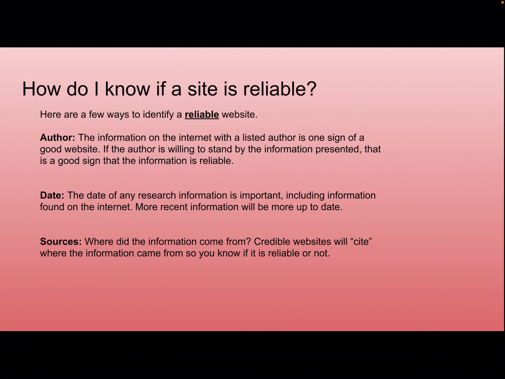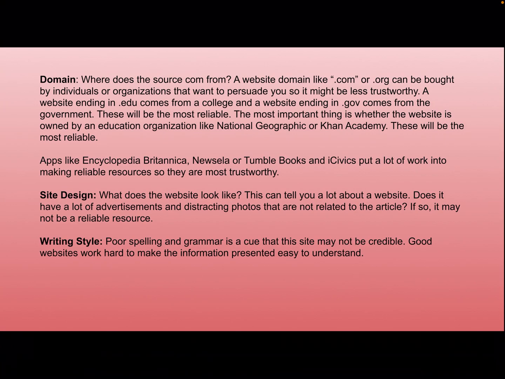All right, the next way we can tell if a website is reliable or not is the domain. That means where does the source come from? A website with .com or .org could be from an individual or organization that has a strong opinion that they want to convince you about.